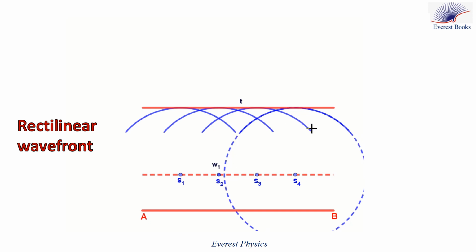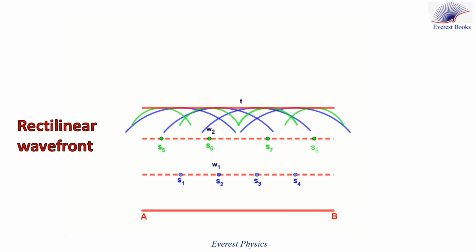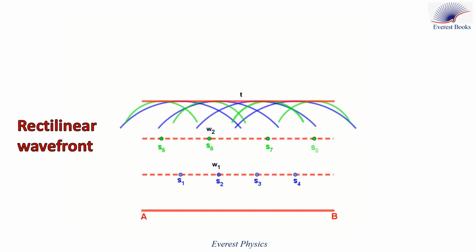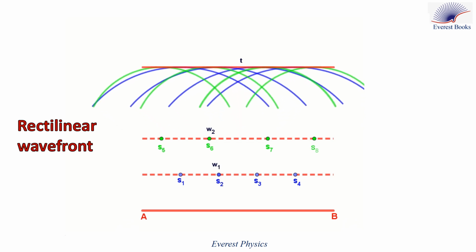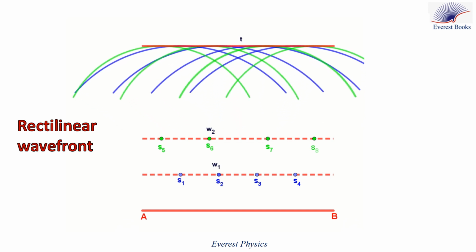Similarly, at an instant t2, the wavefront is W2. Each point on W2 acts as a secondary point source that emits spherical wavelets. Look at the green wavelets in the figure. The position of the wavefront at an instant t is the surface formed by the tangents of all the wavelets arriving at this instant from all the secondary sources located between AB and this position.